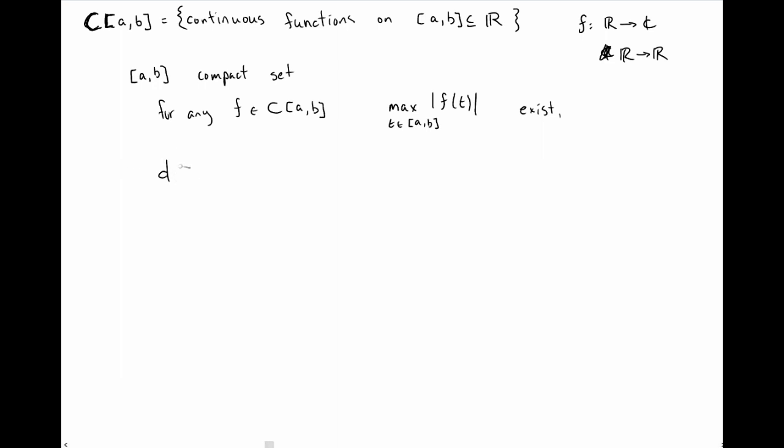the continuous functions. So here, remember x and y are both functions, and we can define it as the maximum of the absolute value of x of t minus y of t. So the point values, right?